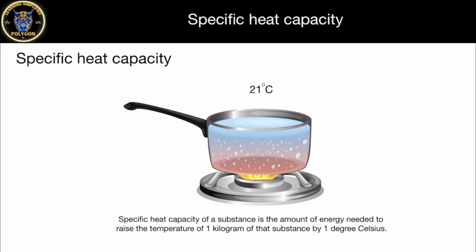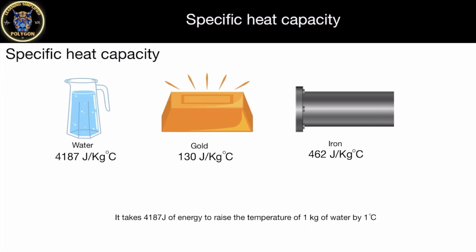We define specific heat capacity of a substance as the amount of energy needed to raise the temperature of 1 kilogram of that substance by 1 degree Celsius. Let's take a few examples to understand this concept a little bit better. Here you see different materials with their specific heat capacity listed out. It's interesting to see that water has a relatively high specific heat capacity, and as such it requires significantly more energy to raise the temperature of water by 1 degree compared to that of gold or iron. Looking at this, we can draw a conclusion that good conductors have lower specific heat capacity as they easily absorb energy and their temperature rises.